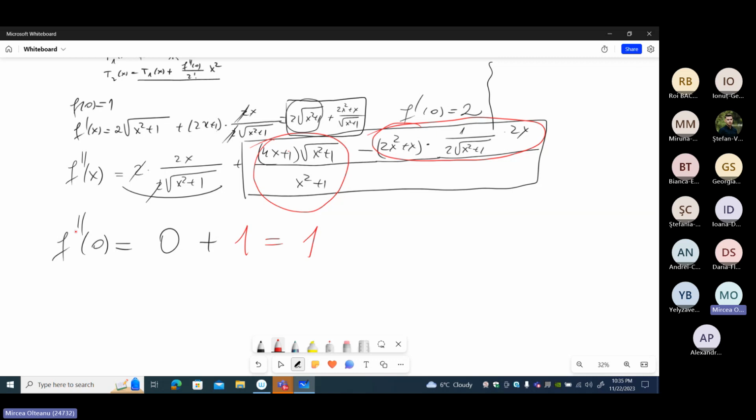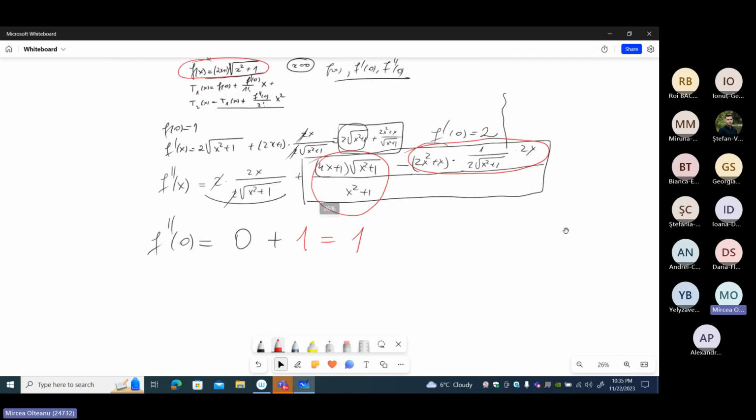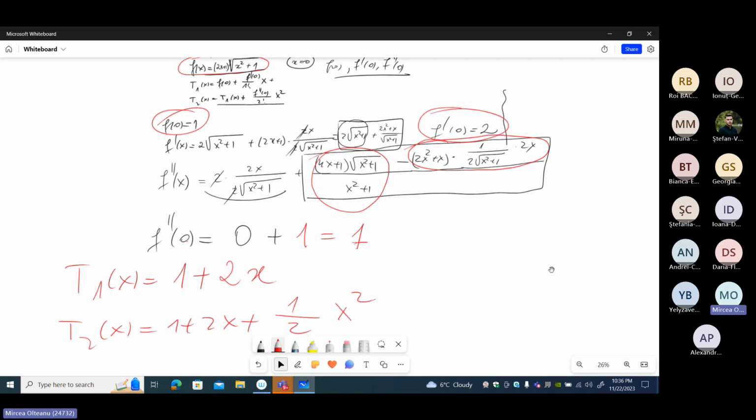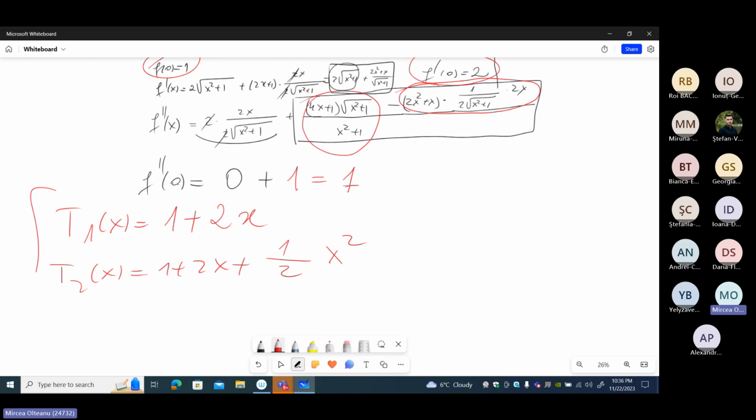So now the Taylor polynomials will be T1 of x equals f of 0, that is 1, plus f prime of 0, which is 2, over 1 factorial, times x. And T2 of x will be 1 plus 2x plus 1 over 2 factorial, so that is 1 over 2, times f second of 0, which is 1, times x squared. So these are the Taylor polynomials, which approximate the values of the function f close to 0, around 0.